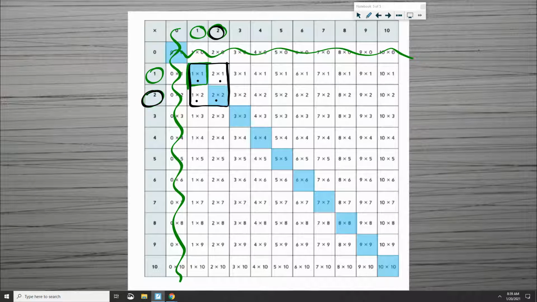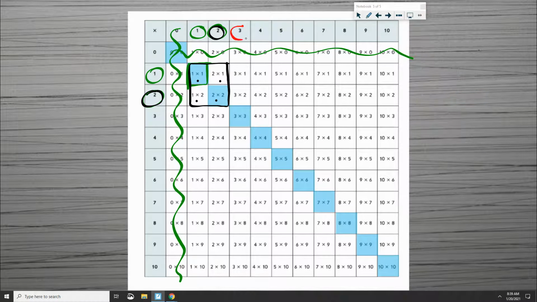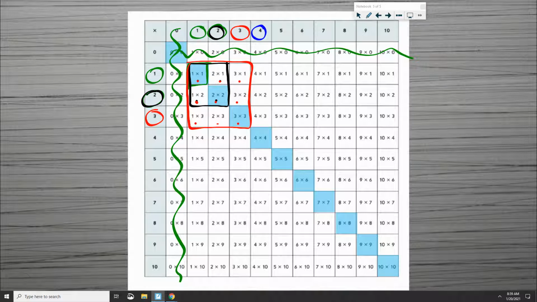1, 2, 3, 4. Then I can do 3 times 3. And 3 times 3 is going to be 9 squares. 1, 2, 3, 4, 5, 6, 7, 8, 9. And I'm going to do one more. 4 times 4 will look like this. And that is 16.